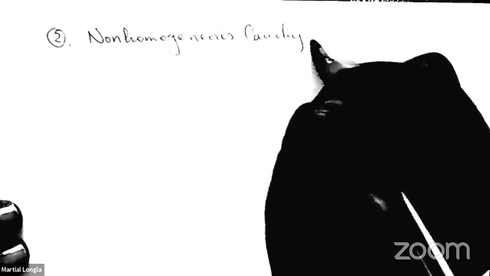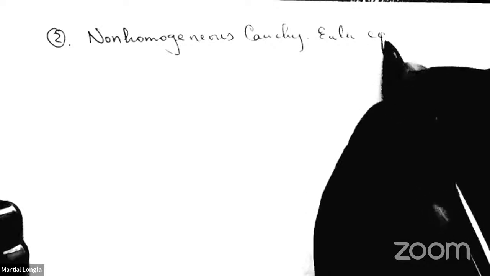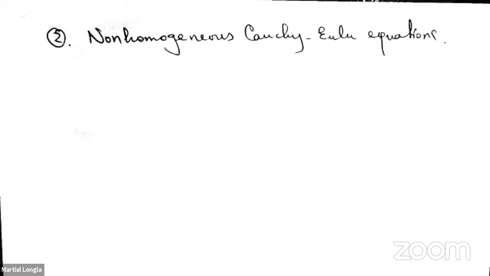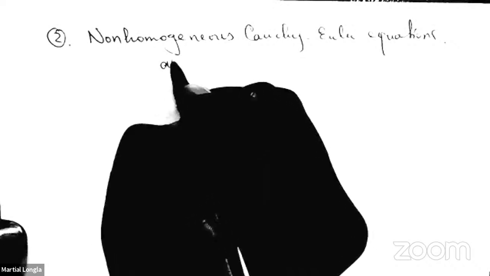So part 2 of today's lecture is non-homogeneous Cauchy-Euler equations. Those are equations of the kind a x squared y double prime plus bx y prime plus cy equals f of x.